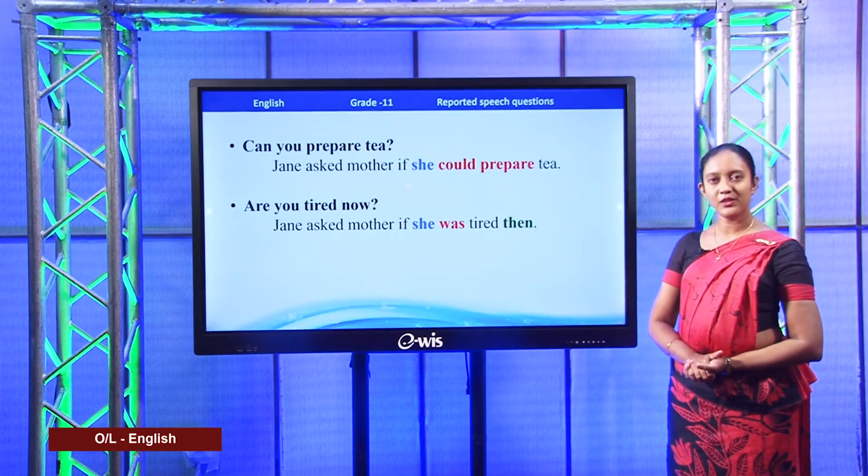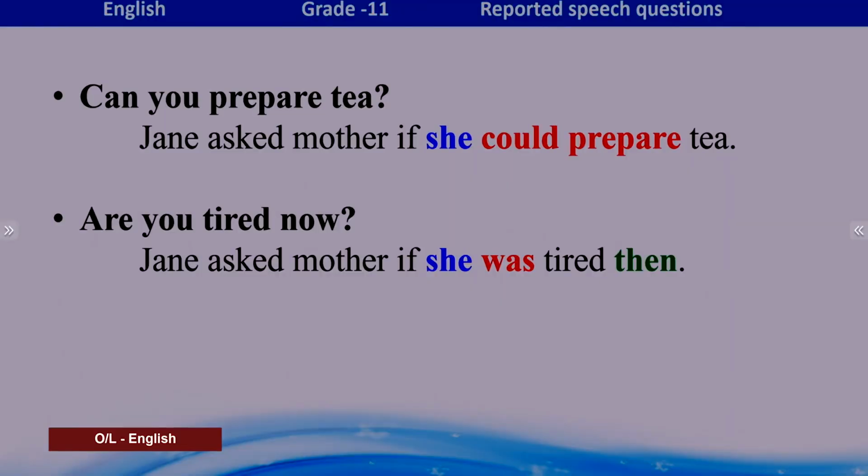Look at the next one also. Are you tired now? The indirect question is Jane asked mother if she was tired then. Here also you can identify what the changes are. The pronoun you has been changed into she, and the verb are, which is in the present tense, has been changed into was, and also the time indicator now has been changed into then.